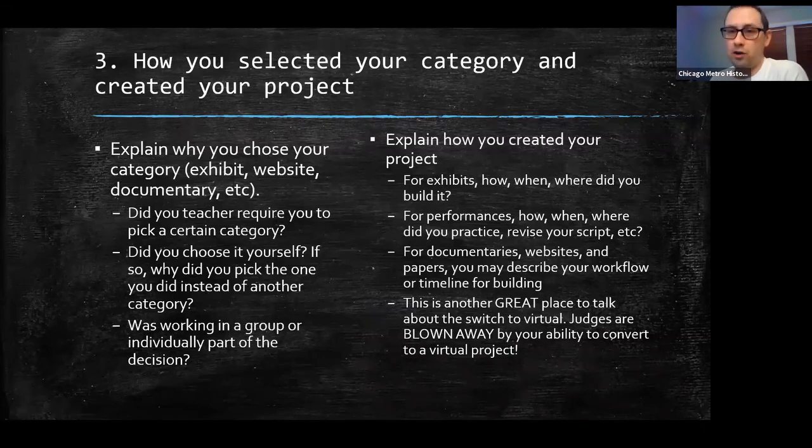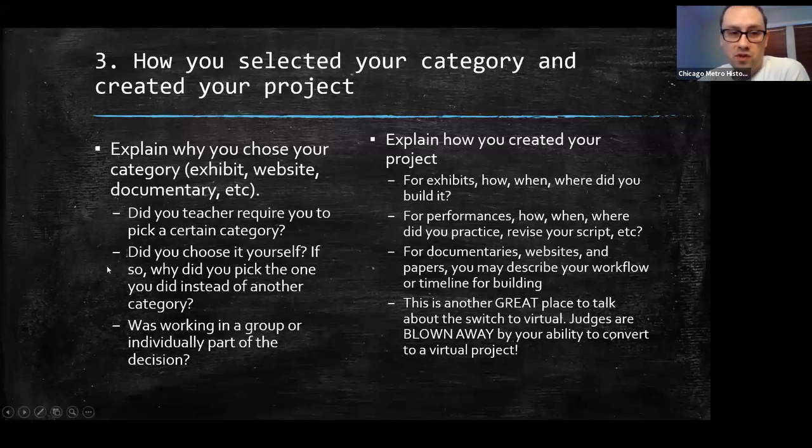Moving on to question number 3, or the third section of the process paper, how you selected your category and created your project. This one sometimes can be a little confusing for students because sometimes your teacher assigned you a category. That's okay. So the first part is to explain why you chose your category. So why you chose to do an exhibit, a documentary, or performance, or whatever.